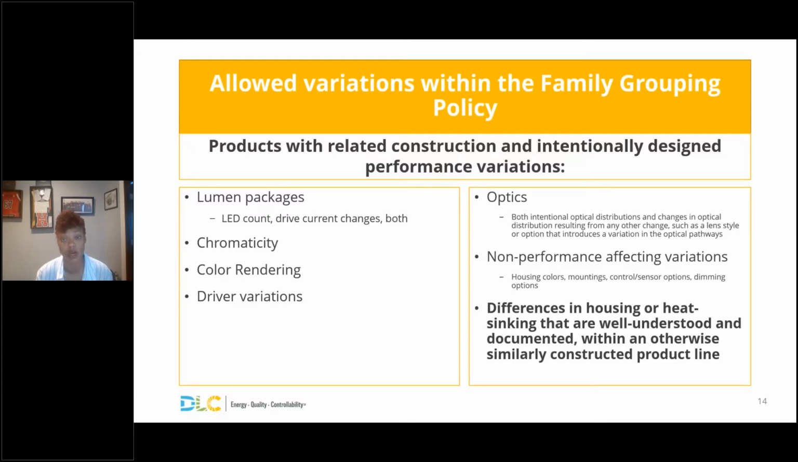What we also allow to be included in the family grouping policy are variations that do not affect any performance. Things like housing colors, mounting options, different control sensors, or different dimming protocols and options that will not affect the actual efficacy and lumen output of the product in a standard default option can be introduced into this family grouping policy. There are also differences in housing or heat sinking that, if well understood and documented within a construction of a product line, will be accepted.